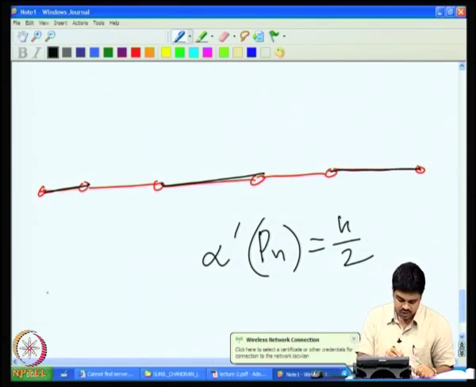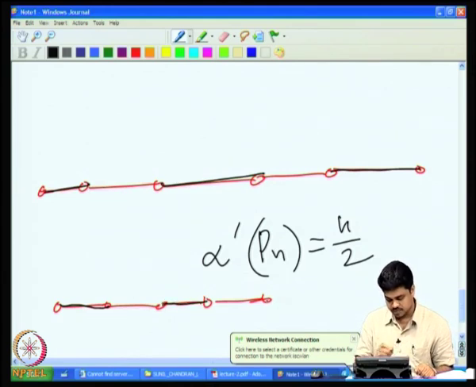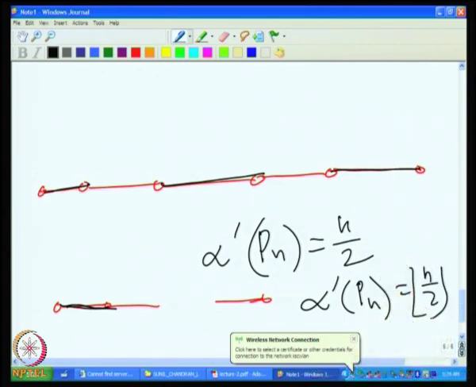Suppose it was an odd length path. So for instance, if I had taken say a 5 length path, then I cannot do this. For instance, if I take this and then I have to take this, then this will not get a partner. So then I will get only 2. So I will have to say alpha dash of P n in that case is equal to floor of n by 2. Okay. So that is for the odd case.